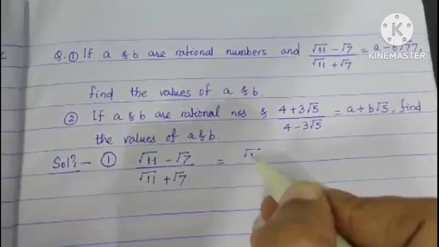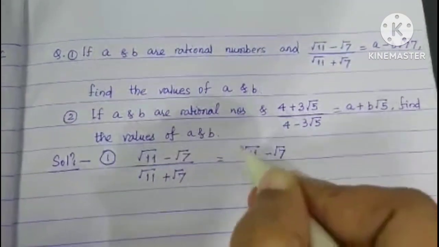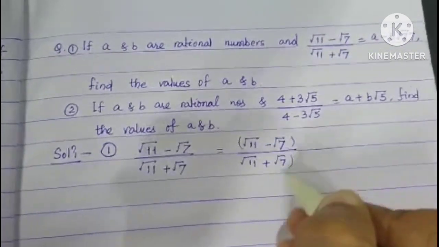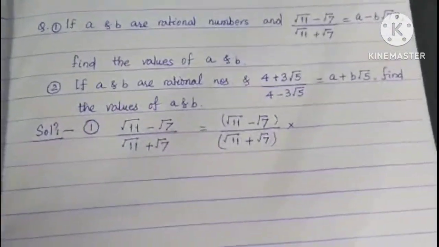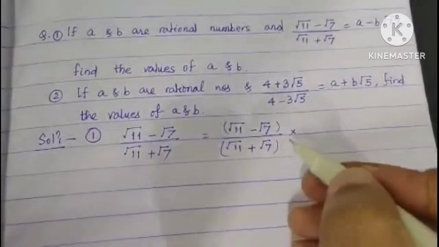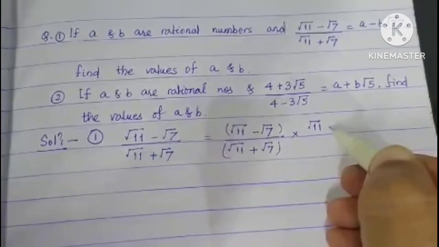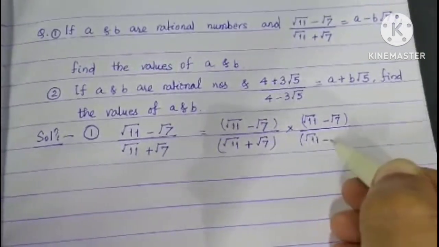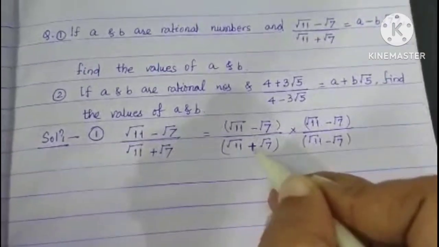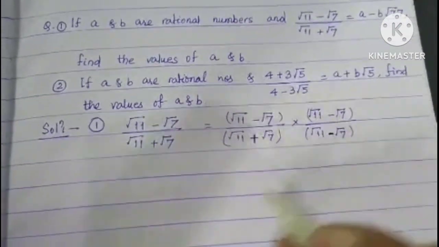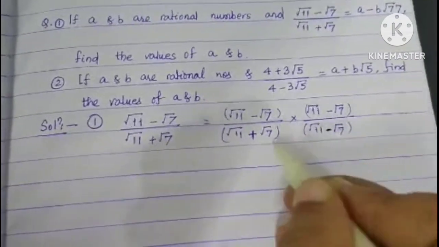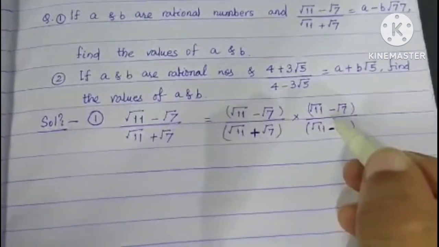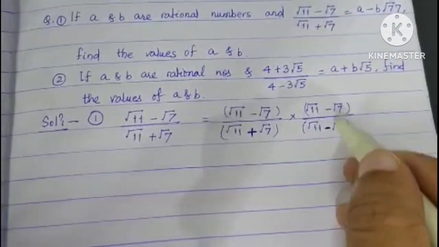Okay, so what we will do: (root 11 minus root 7) divided by (root 11 plus root 7), we will multiply by the rationalizing factor. And what will be the factor? The factor will be root 11 minus root 7, because here it is plus, so we will keep it minus, keeping in regard the denominator. So root 11 minus root 7.